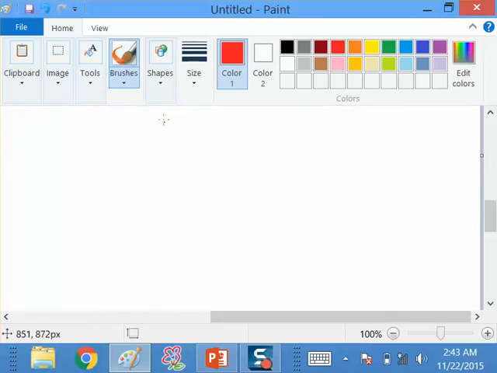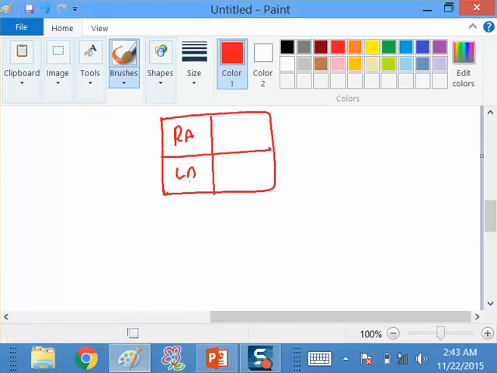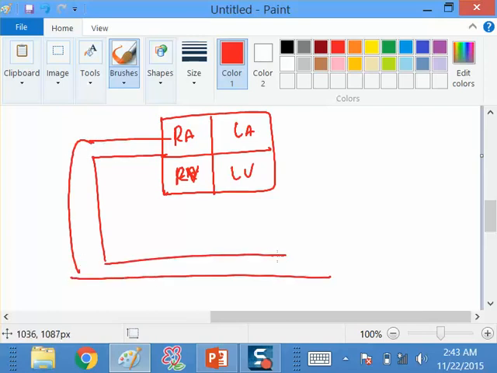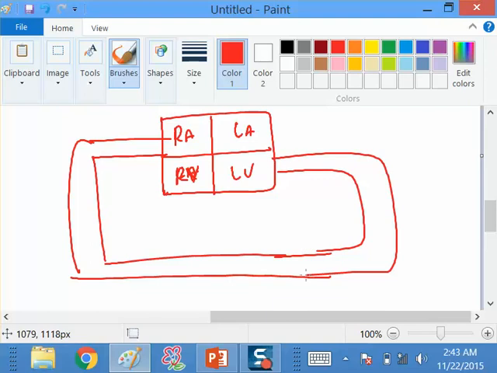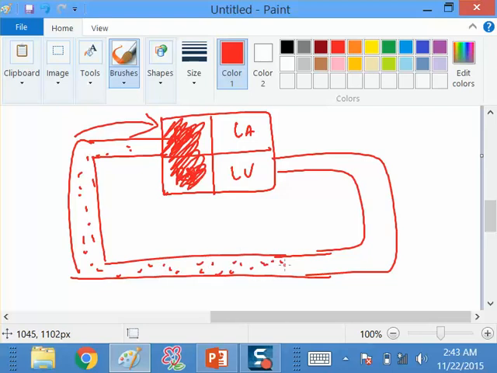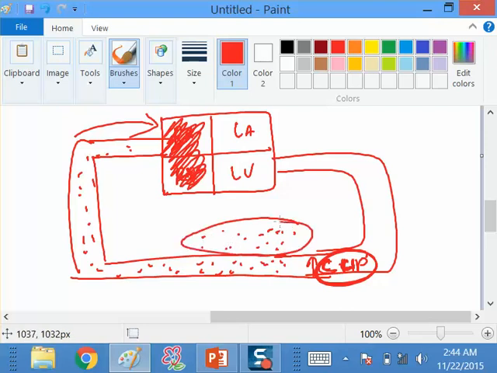Once again, I give another example. This is right atrium, this is right ventricle, left atrium, left ventricle. This is systemic circulation. Concentrate on systemic circulation alone. If the right atrium or right ventricle is not functioning, the fluid cannot come here, right? So automatically more fluid gets collected in the capillary. That will increase the capillary hydrostatic pressure, which will send more fluid out. You get edema in the lower parts of the body.